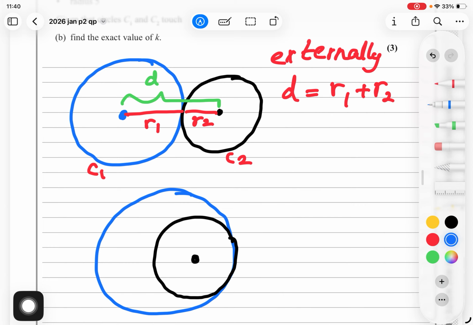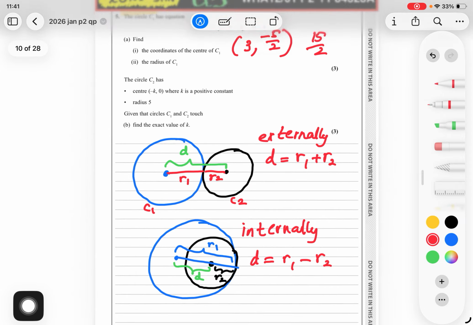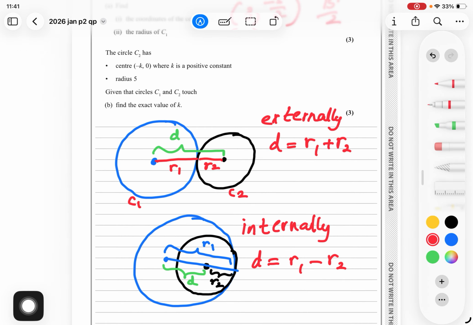So in that way, there's a chance the distance between two circles can be, if we take this full one, that is the R1. This full circle, full radius, is going to be R1. This smaller radius is going to be R2. So if I go to this relationship, if they are touching internally, what I have is D equals R1 minus R2. So these are the two options when two circles touch.